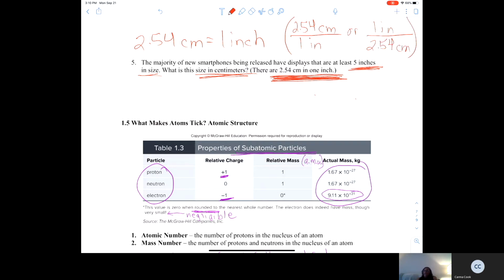And inches are abbreviated IN. So we take our 5 inches and we need to convert the 5 inches to centimeters. So inches go in the denominator, centimeters go in the numerator. There's 1 inch for every 2.54 centimeters. The inches cancel. So 5 times 2.54 is 12.7 centimeters.